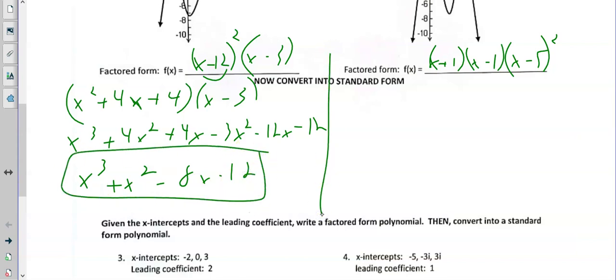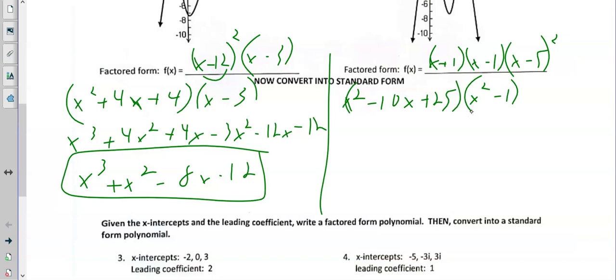Over here, I'm going to do the x minus 5 squared. So that's going to be x squared minus 10x plus 25. X plus 1 times x minus 1, that's easy. That's going to be x squared minus 1, because the middle and inside terms are going to cancel each other out. It's the difference of squares.